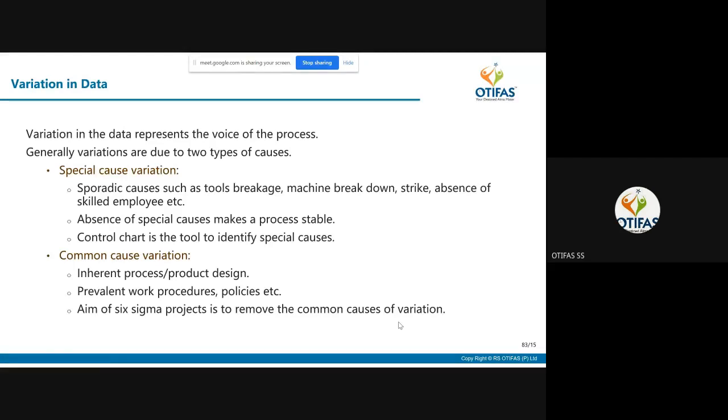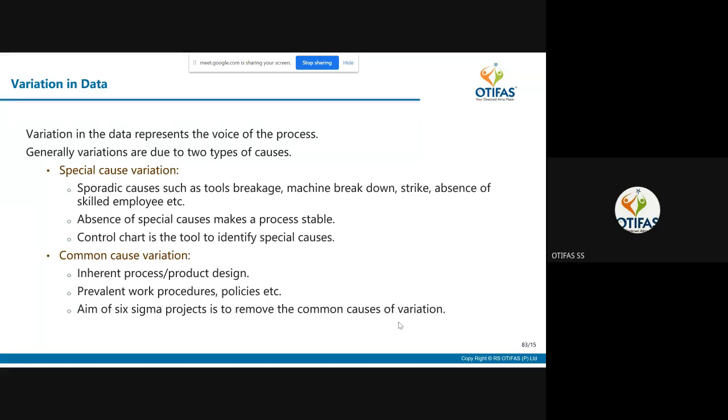Then we will see and start analyzing it. Understood? So common cause can be removed by using a proper problem-solving methodology, and special causes are like firefighting. They come and go, for only one or two days. Today, the skilled person was absent, so I had a problem, I had rework. But tomorrow he came, the problem was solved. So special causes are like this.